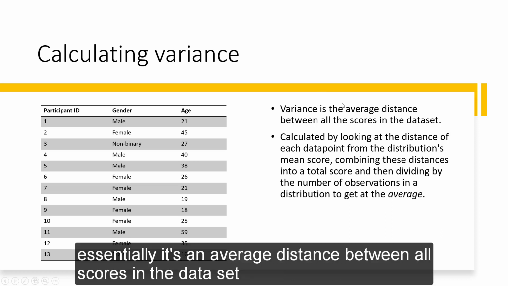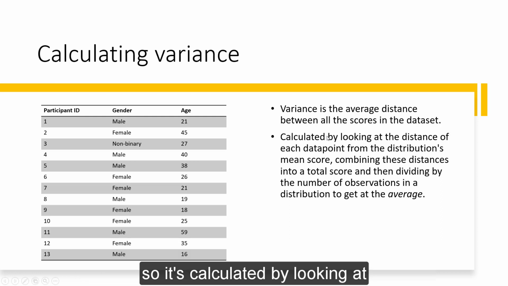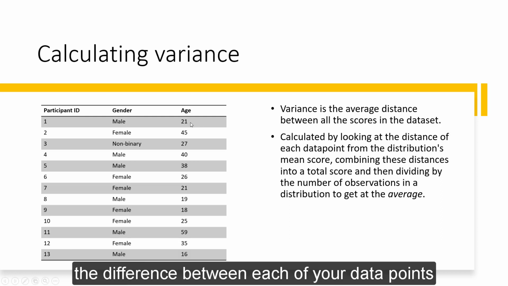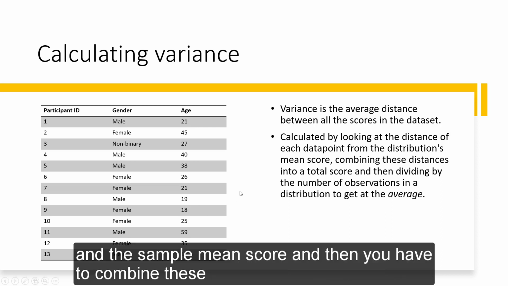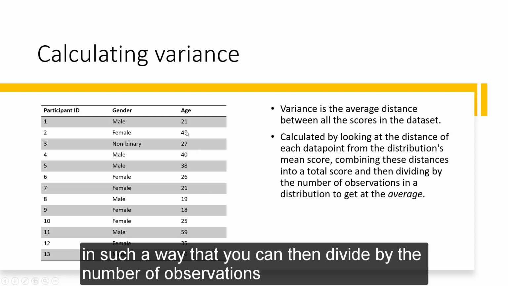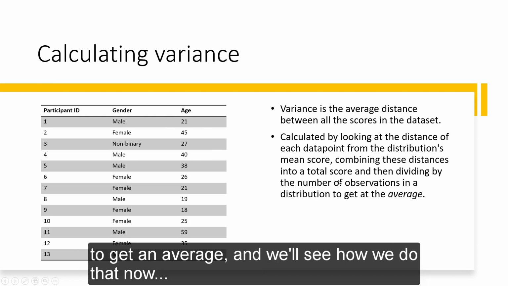But essentially it's an average distance between all the scores in the data set. So it's calculated by looking at the difference between each of your data points and the sample's mean score. And then you have to combine these in such a way that you could then divide them by the total number of observations to get an average. And we'll see how we do that now.